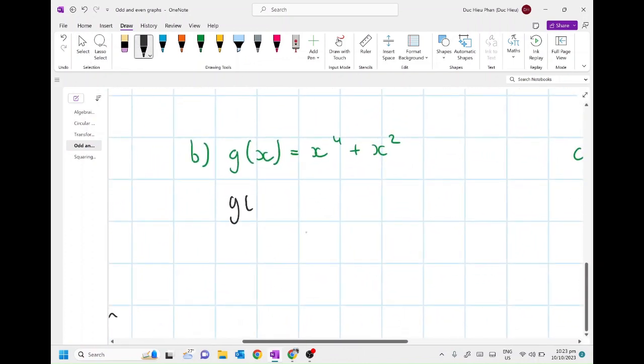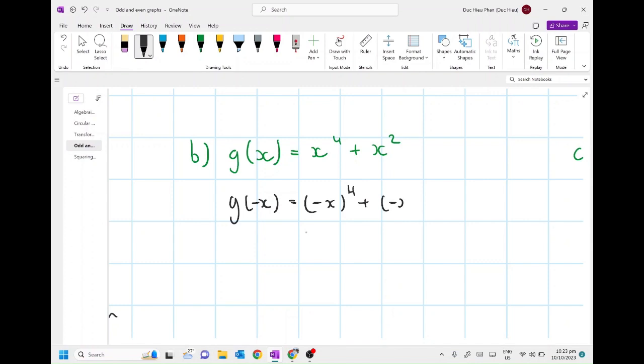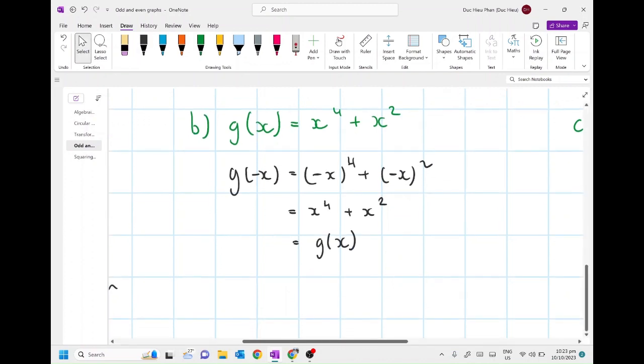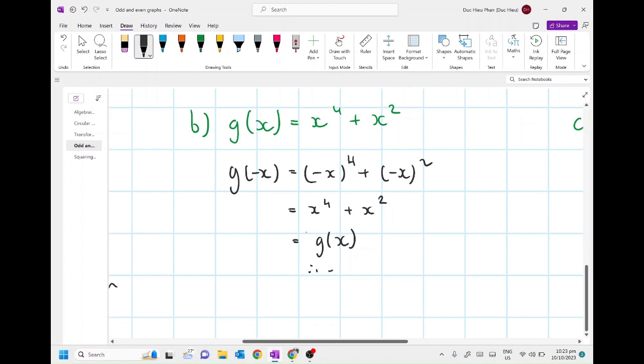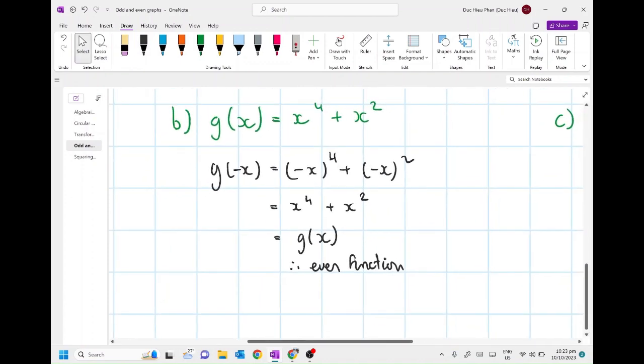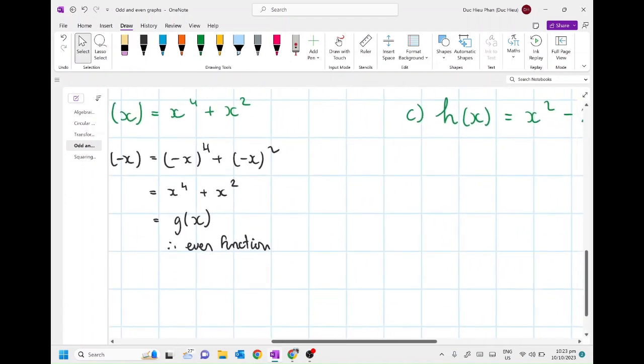We do the same here. We substitute -x into the equation, and we expand it. This gives us x to the power 4 plus x to the power 2. And this is simply g(x). And so, therefore, we know that this is an even function, since after putting -x into the equation, it is still g(x).